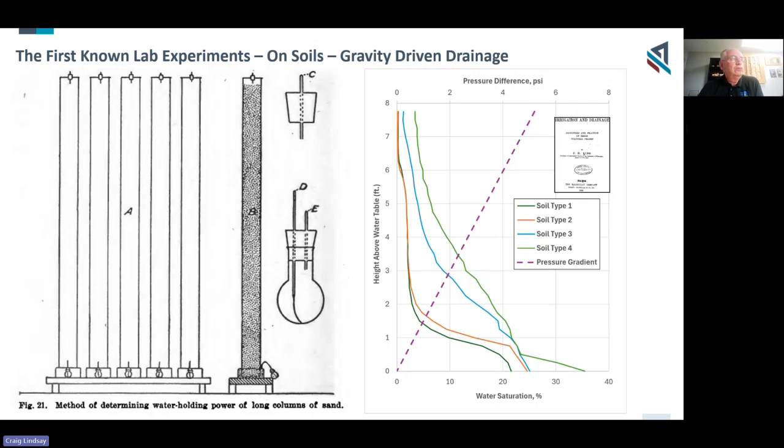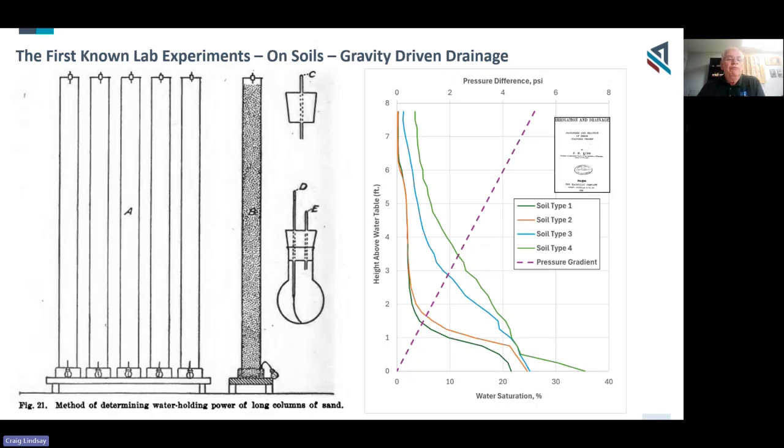And what he did, he filled them with these soils and then filled them with water, effectively sealed them so there was no evaporation, but allowed the water to drain out of them, and monitored them for about 2 years before he dismantled them and took samples to measure the water content by weight.